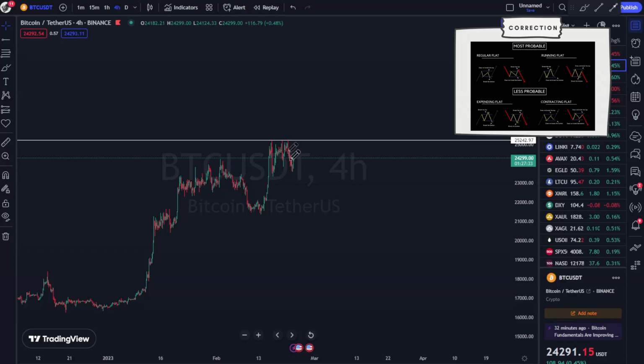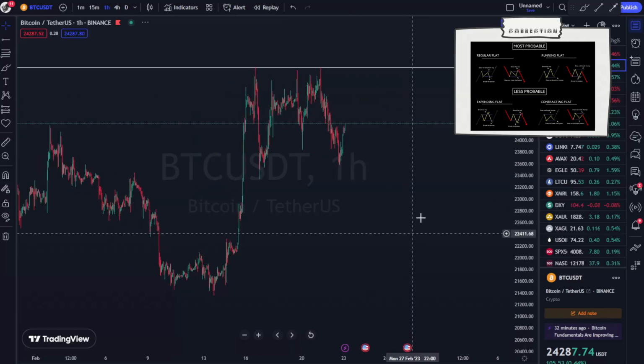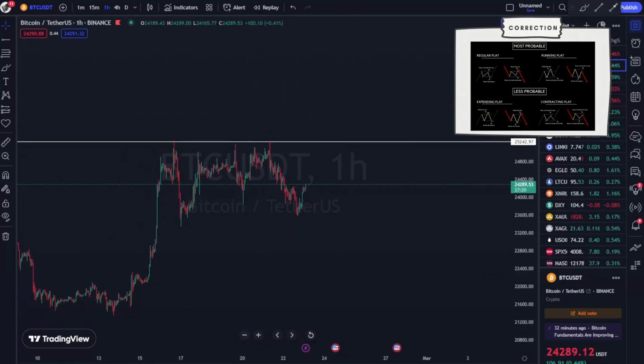So Bitcoin, I think I'll go in the smaller time frame right now, because you know that this will come and retest the top. So you already know, no need to FUD, even if it goes down, even if it comes to 22k, no need to FUD. But now this structure right there, to me, is a running flat.